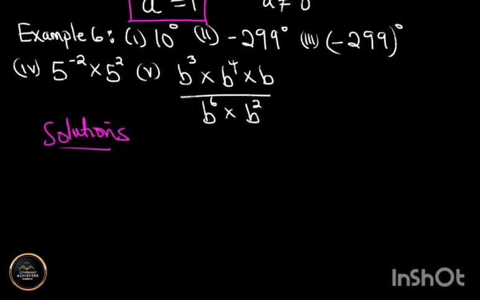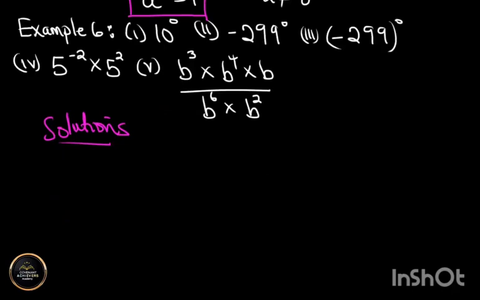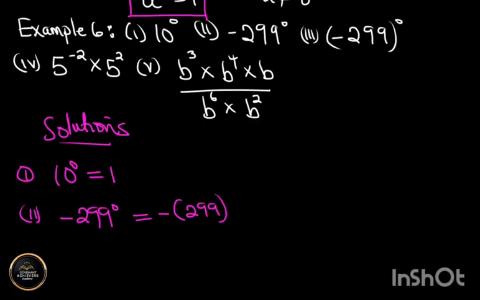Now for the first one, we have 10 raised to the power 0 is equal to 1. And for the second one here, minus 299 raised to the power 0. Now this is going to be minus, in brackets, 299 raised to the power 0. So 299 raised to the power 0 is 1. That's 1 times minus, so that is minus 1.